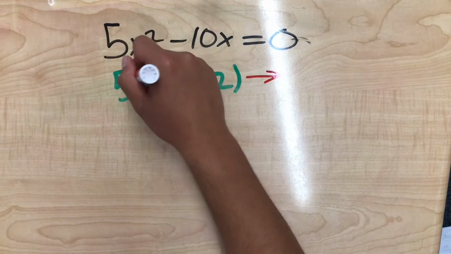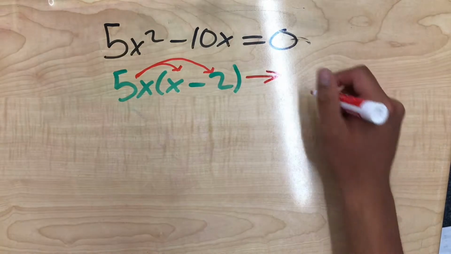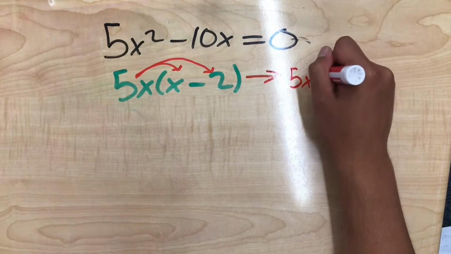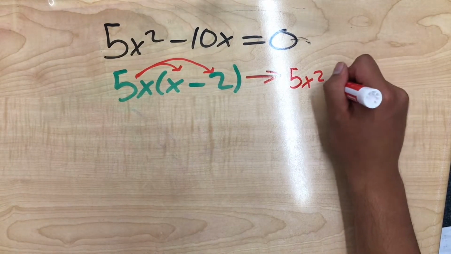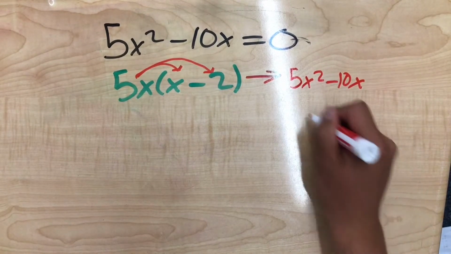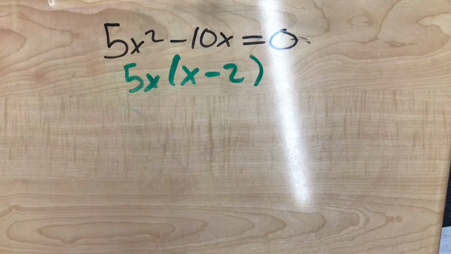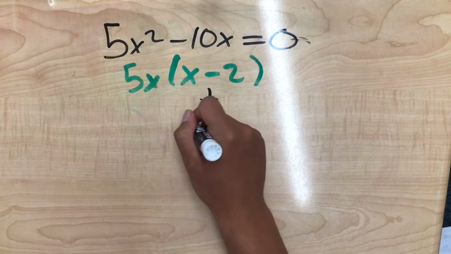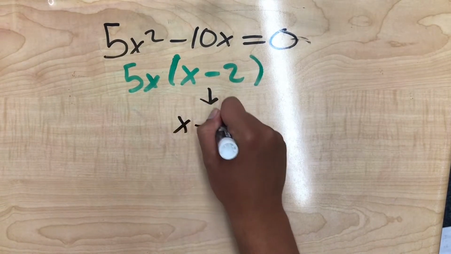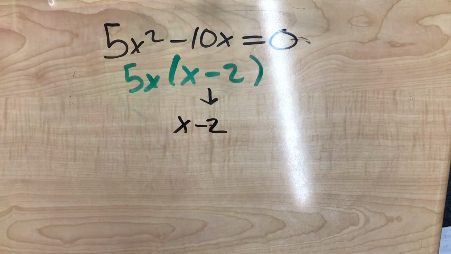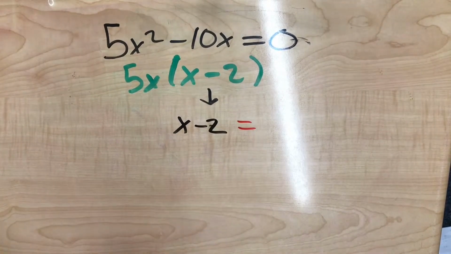So as you can see, if we multiply 5x times x minus 2, we still end up with 5x squared minus 10x. Solve for x for 5x and x minus 2. In order to do that, we must make x minus 2 equal to 0.